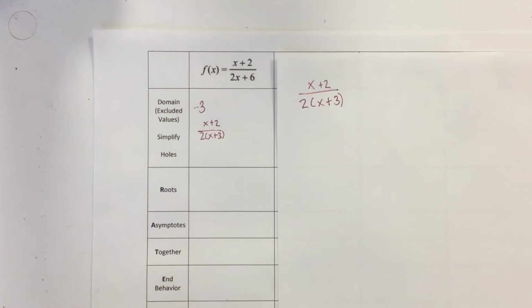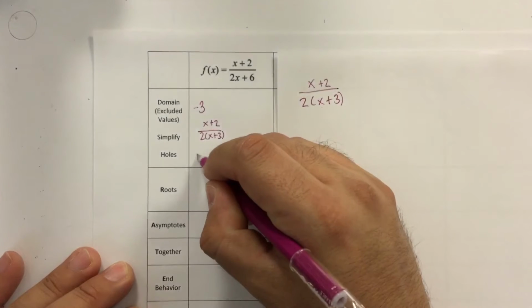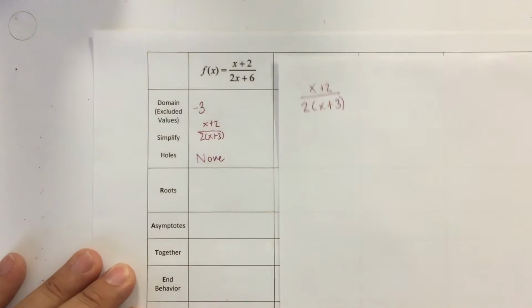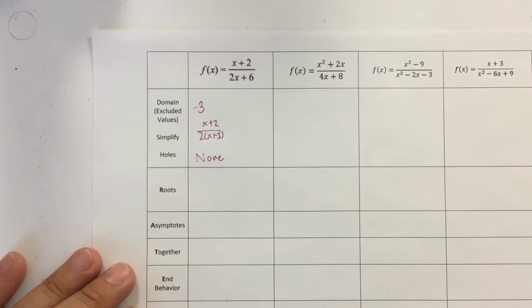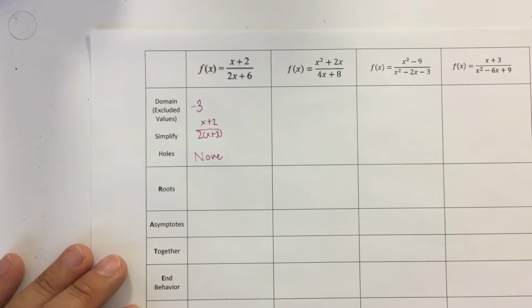And the last thing, holes. Remember, in order to have a hole, something must cross out on the top and the bottom. Does anything cross out on the top and the bottom? So my holes are none. Questions on that?